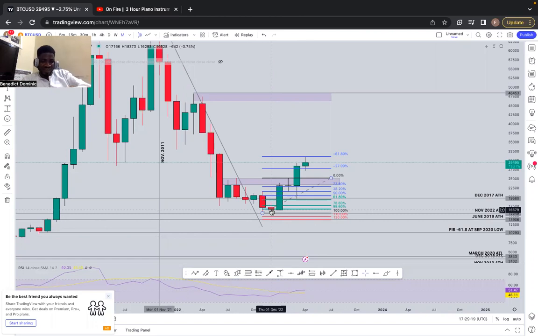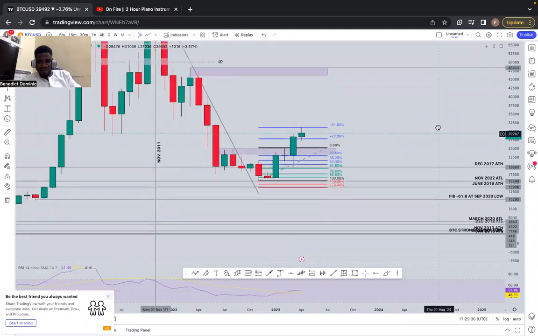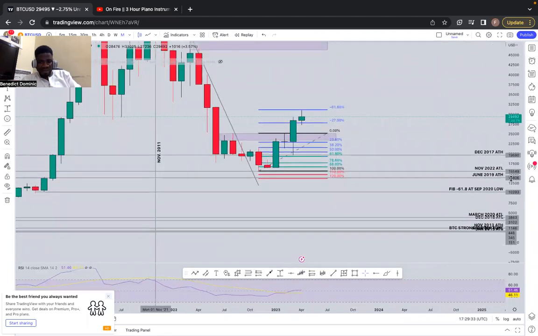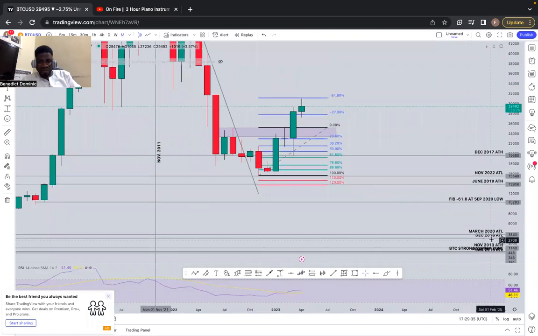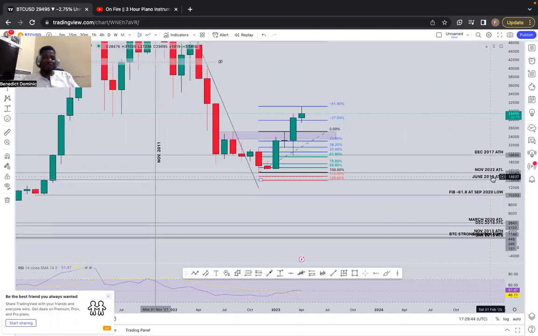In 2018, did you remember when Bitcoin made the lowest low? Did you remember what time low in December 2018? Something normally happened in December. In December 2018, we made our all-time low. Bitcoin came to 3,103. Now December 2022, 2014, 2018, and 2022 have something in common.